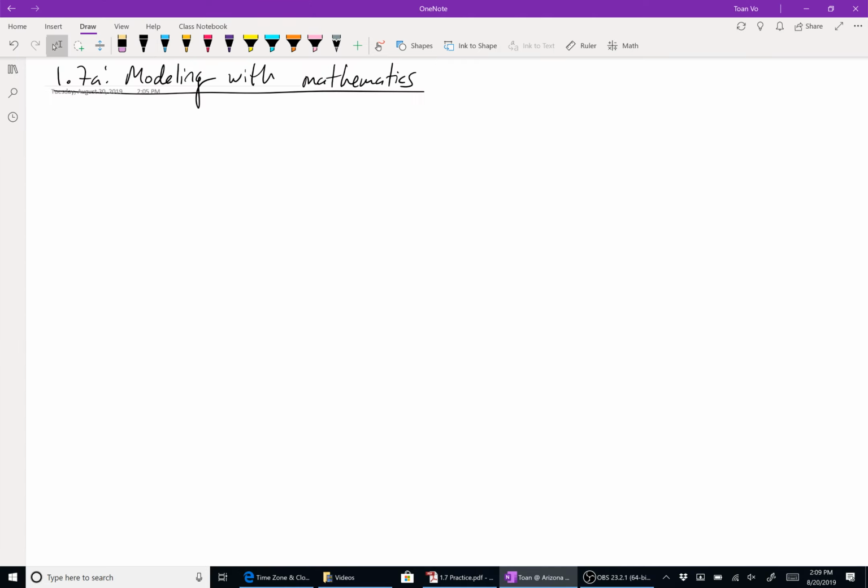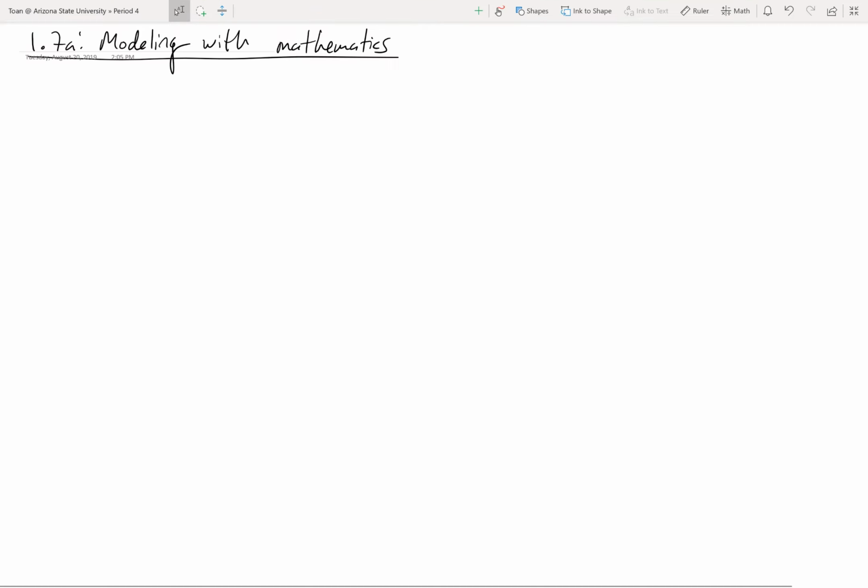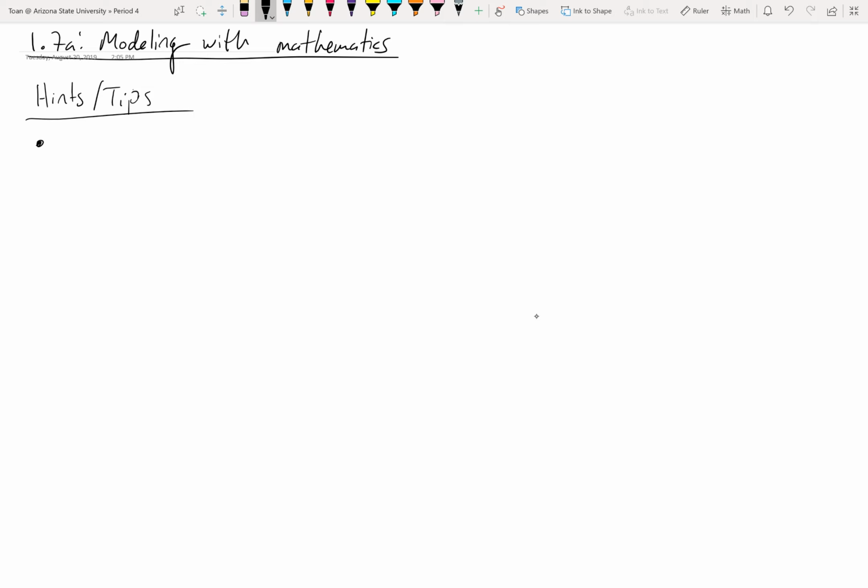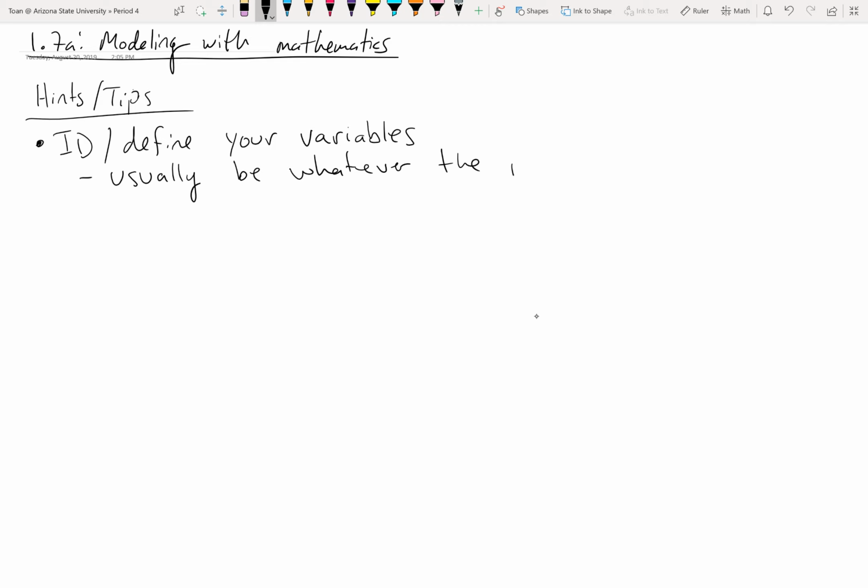So as I said, modeling is just a fancy way of saying word problems. There is no one singular way to do these, but I do have some general hints and tips for you. The first is, whenever I solve a word problem, the first thing I do is identify and define my variable. And almost always, it will usually be whatever the problem is asking.